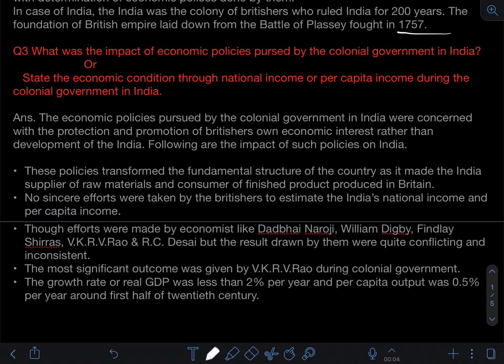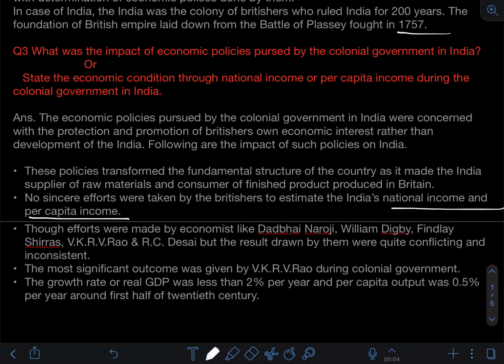The second point says, since no sincere effort was taken by the Britishers to estimate India's national income and per capita income. It's quite obvious, when you are ruling any country, you never go for the progress report of that particular country. You definitely use the resources of that country to bring change in the progress report of your own country. Obviously Britain was looking for the growth of their own country, so they might be calculating their national income or per capita income. They were least bothered to calculate India's national income or per capita income.